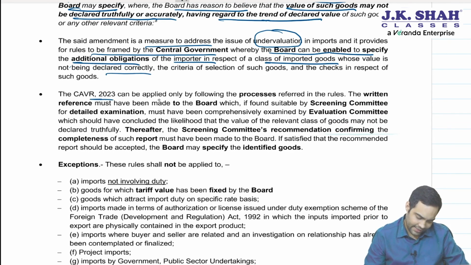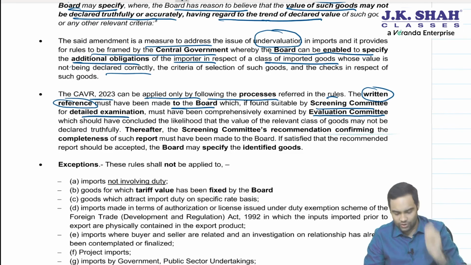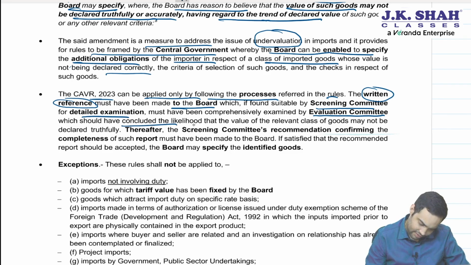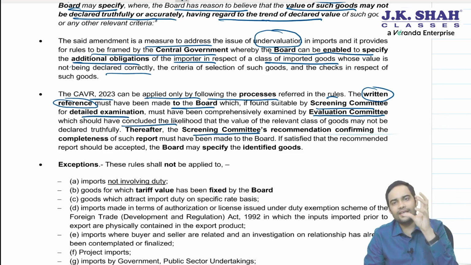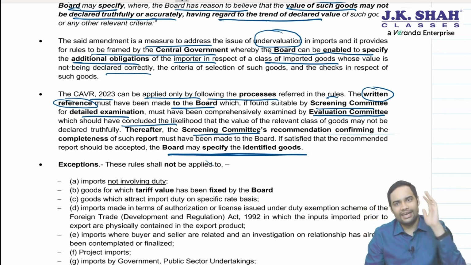CAVR 2023 can be applied only by following the processes referred in the rules. What is the process? Written reference must be given to the board by screening committee. Then once the detailed examination is done, it will be examined in detail by evaluation committee. Then they will conclude, and thereafter screening committee's recommendation will be given to the board, and then finally board will specify the identified goods, not just randomly. Analysis will have to be done, and for that committees have been set up.